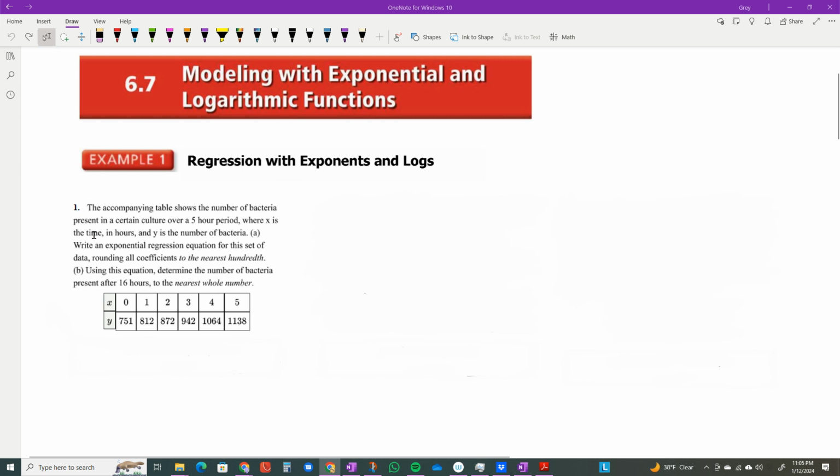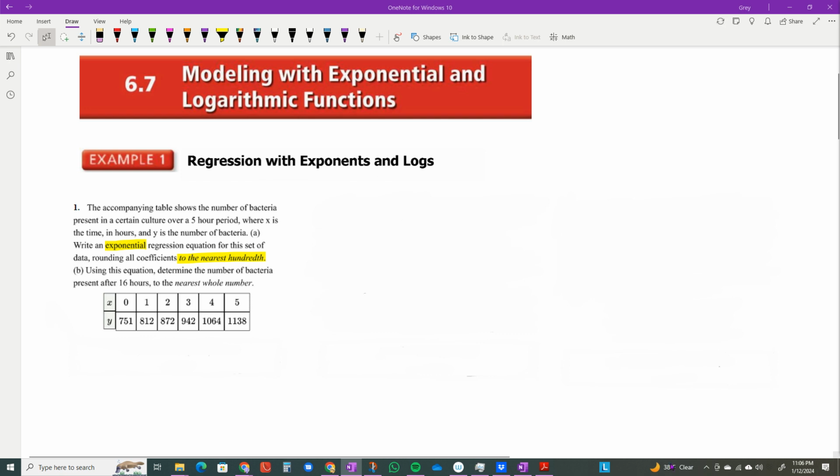So our first problem: the accompanying table shows the number of bacteria present in a certain culture over a 5-hour period, where X is time in hours and Y is the number of bacteria. The key when you do these problems, y'all, is paying attention to this right here. I cannot tell you how many people miss these simple problems because they don't read. It says write an exponential regression equation for this set of data, rounding all answers to the nearest hundredth. So we're going to have to round to the nearest hundredth.